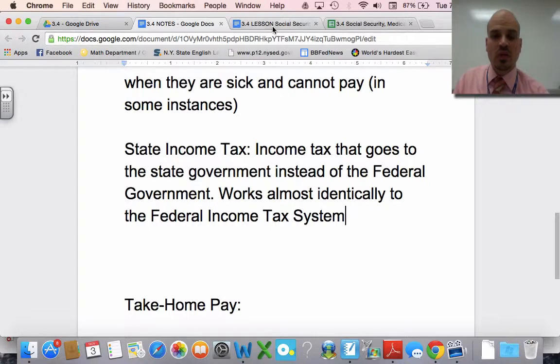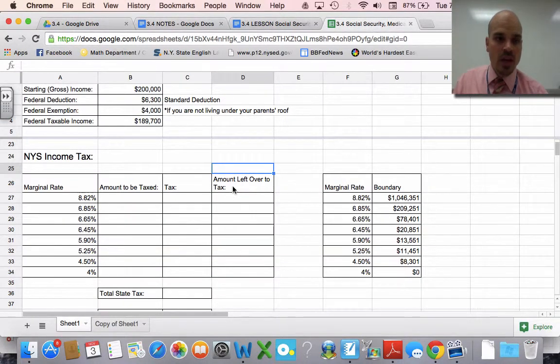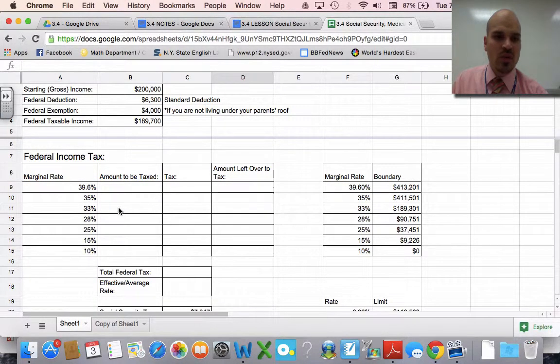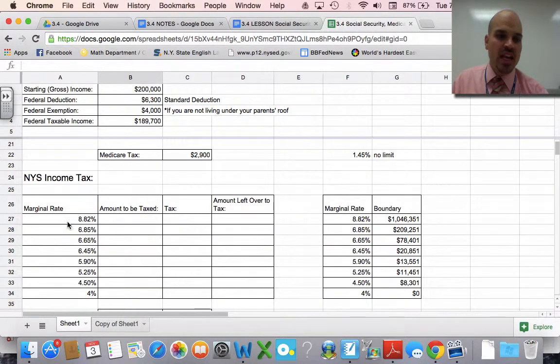For example, if you look at New York State income tax, the rates are lower, so you pay less in income tax. If I were to look at the federal rates, here are your marginal rates. The state income tax is way lower. There are actually more brackets in the state income tax. And here are the boundaries.